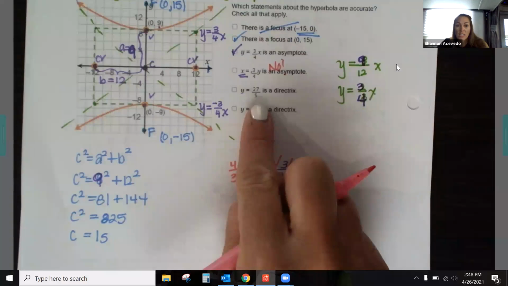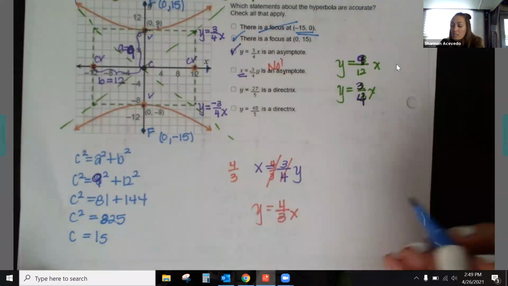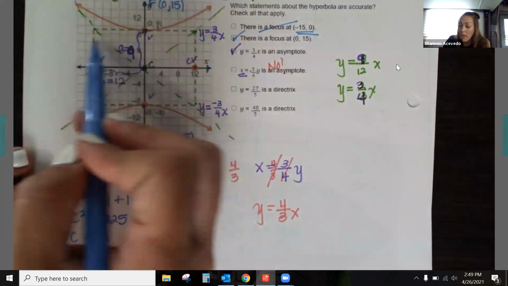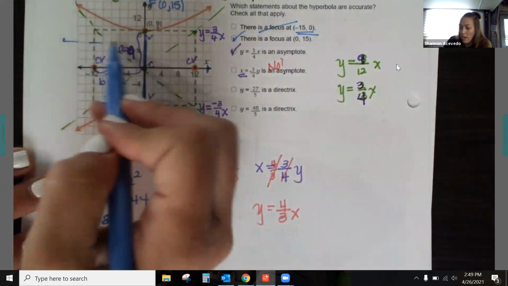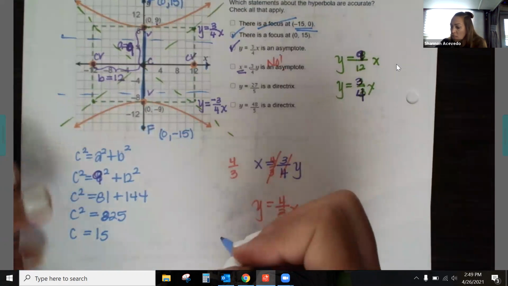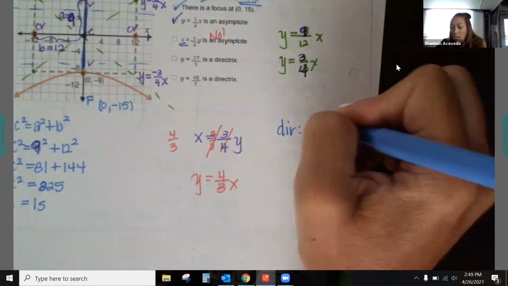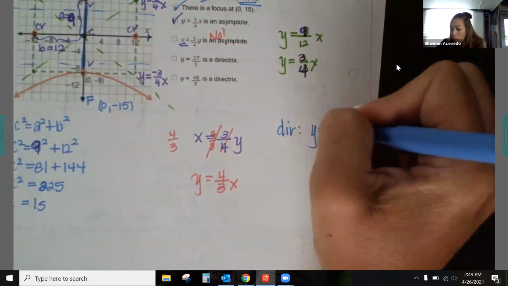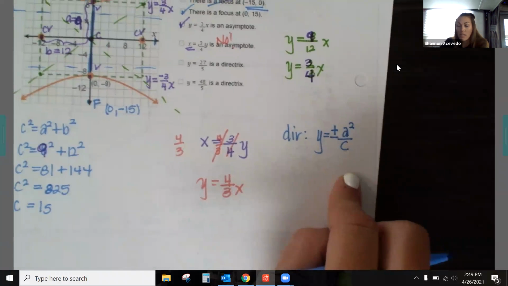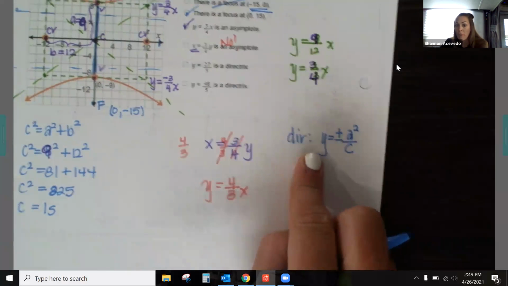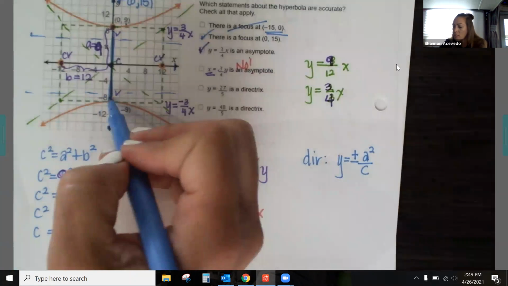My next one is my directrix. We've seen this now a couple times. We talked about that directrix. In this case, my directrix is going to go perpendicular to my transverse. Remember, it's always perpendicular to the transverse. So it's going to go through my y-axis. So I know the directrix is going to be a y equals equation, y equals plus or minus, and again, it's always a squared over c. This part changes. Sometimes it's x, sometimes it's y, depending on which axis you're going through. So look at your graph and see which one you are going to cross. We're crossing the y, so this is a y equals.